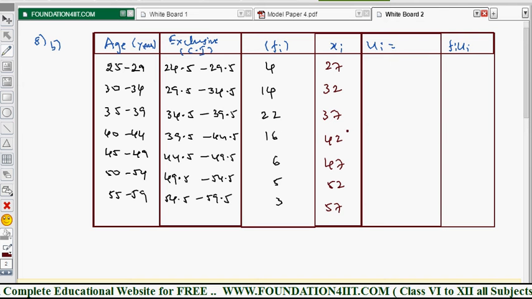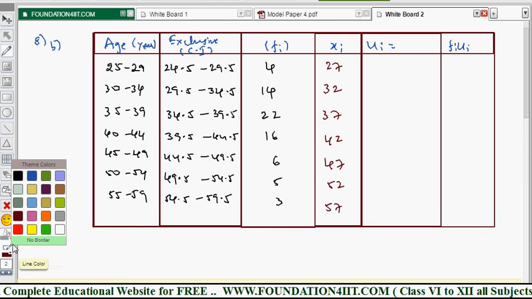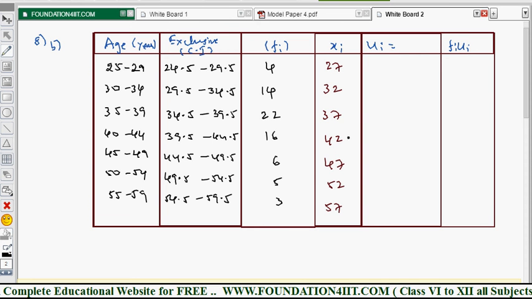Let us assume a mean. One number you can assume. I am taking 42 as the assumed mean. Generally a mid value from the class range, the center value, is taken. So 42 is assumed. That means ui equals (xi minus 42) divided by the class size, which is 5. Class size: 24.5 to 29.5, the gap is 5.